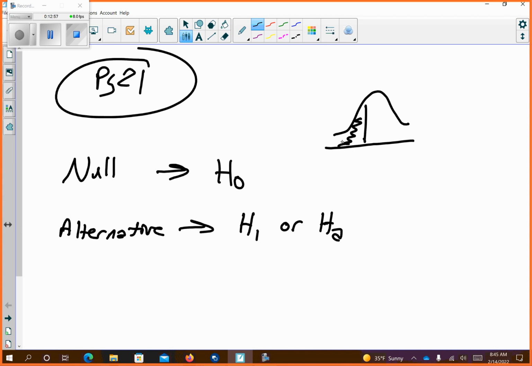Example 4, is the unemployment rate lowering in recent years? So the null hypothesis, there has been no significant change to unemployment rates in recent years. The alternative hypothesis, the unemployment rate has been lowering in recent years.